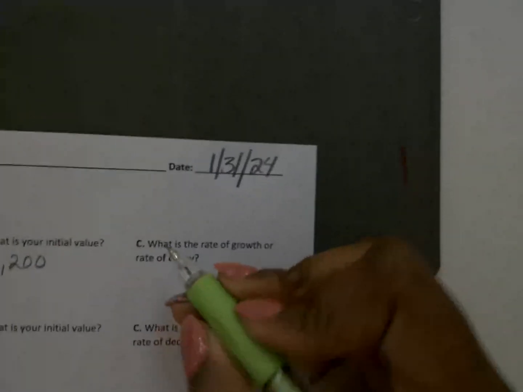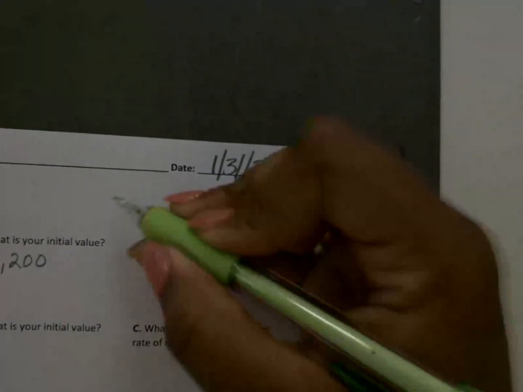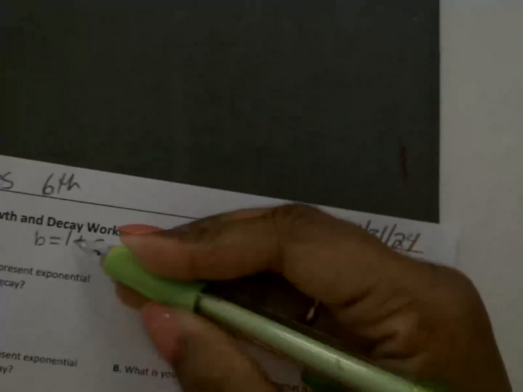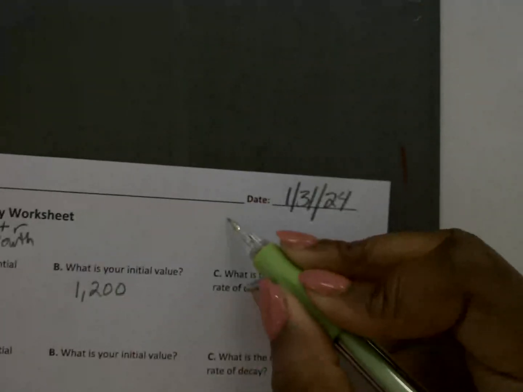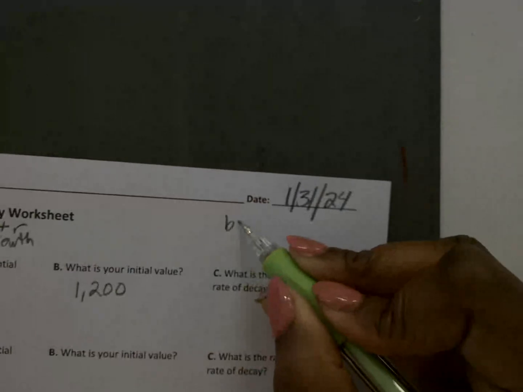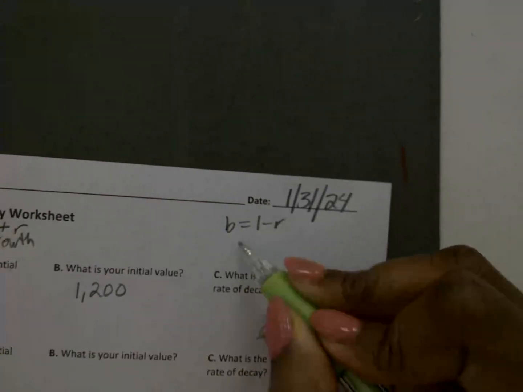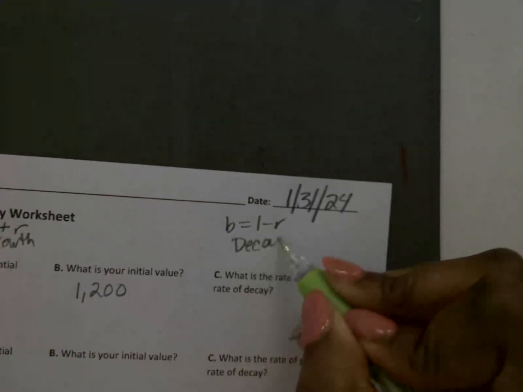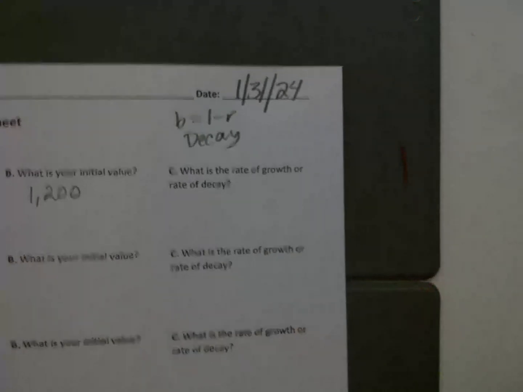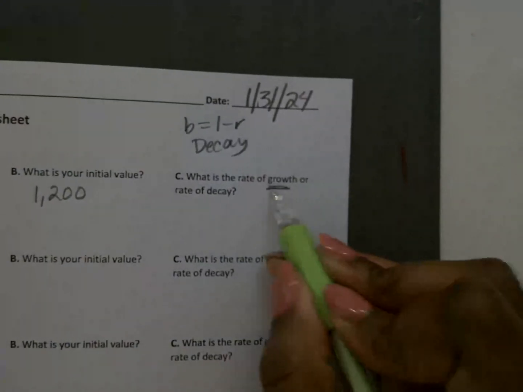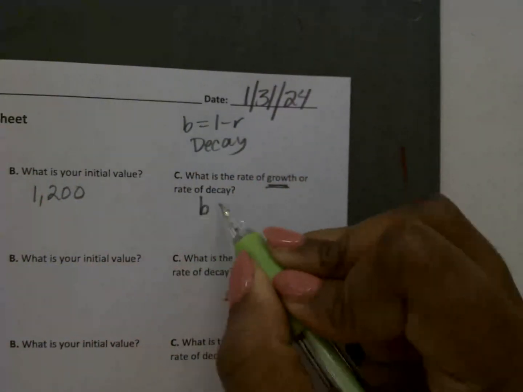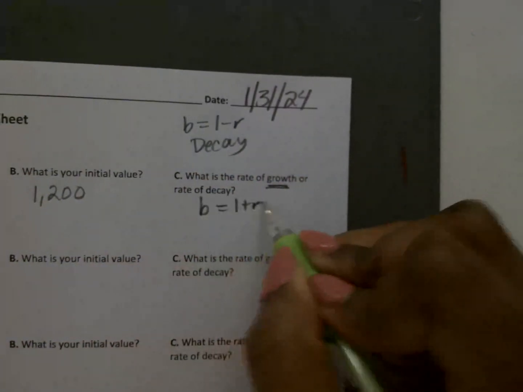And the rate, remember to find your rate, when we wrote this at the top yesterday, you use this formula to find your growth rate, and to find your decay rate, B is equal to 1 minus R. This is the formula used to find the decay rate. Since this is growth, I'm going to use this formula right here. B is equal to 1 plus R.